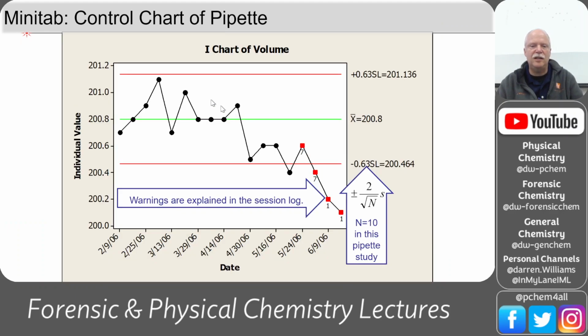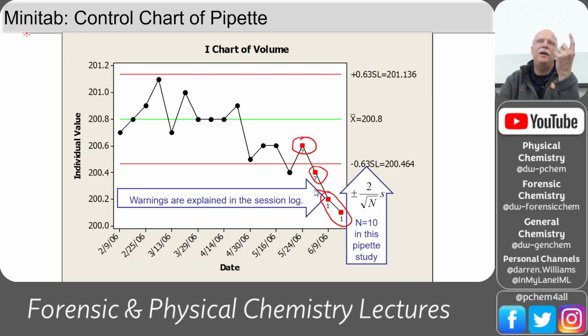Okay, here's zoomed in on all of this. And so here's an example of a control chart in Minitab, and we see that it's flagging this data point, even though it's not outside the control limit, and it's got a little 7 by that. And here, these are flagged with 1s. And so these warnings are explained in the session log.